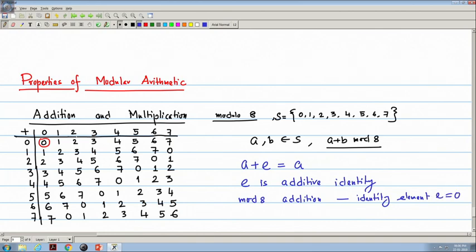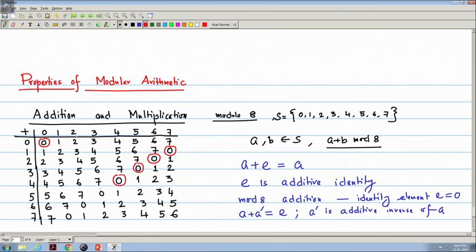Now, what about the additive inverse? If we remember, if A plus A dash equals E, or A dash plus A equals E, then A dash is the additive inverse of A. Now, we see that 0 plus 0 is 0, 1 plus 7 is 0, 2 plus 6 is 0, 3 plus 5 is 0, 4 plus 4 is 0.